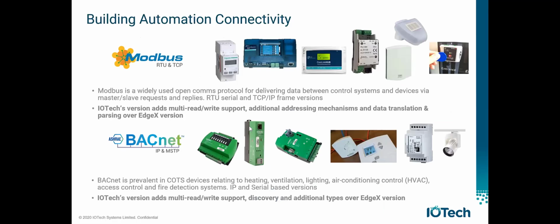So for example, in building automation use cases, Modbus and BACnet are quite prevalent. So there are open source versions of those services, but what we do for Modbus is we add a few extra features. So multi-read, multi-write support for extra performance benefits, additional addressing mechanisms, so we can address a wider range of Modbus devices, and also data translation and parsing features where you can do translations before the data is even consumed. Similar story with BACnet.